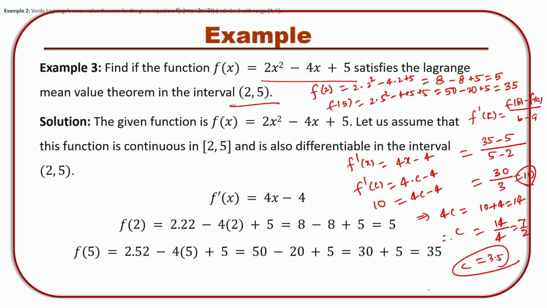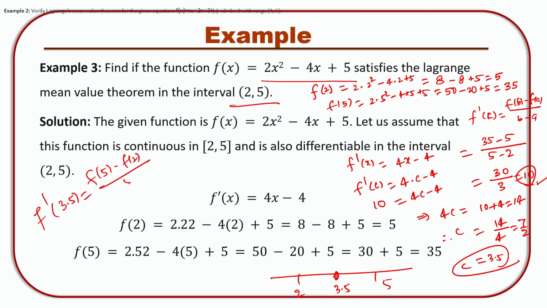So 3.5 is lying between 2 and 5, see here, this is 2 and 5, so 7 by 2, 3.5 lying between 2 and 5, and its slope is equal to 10, which is equal to the ratio between the functional values at the endpoints and the argument values. So f dash of 3.5 is equal to f of 5 minus f of 2 divided by 5 minus 2. That verifies the Lagrange mean value theorem, right?